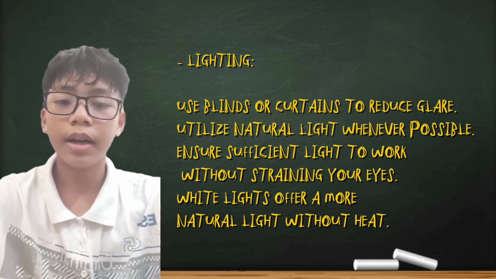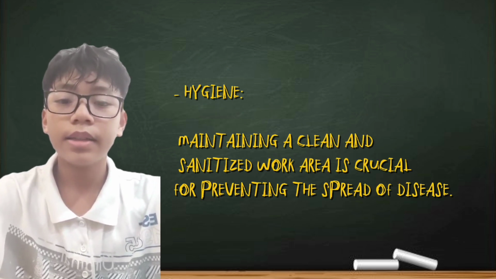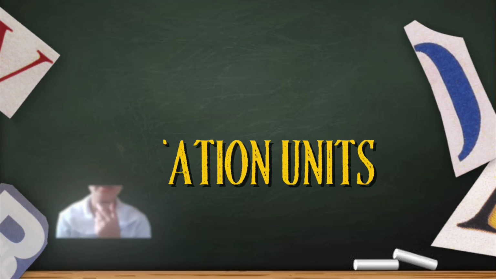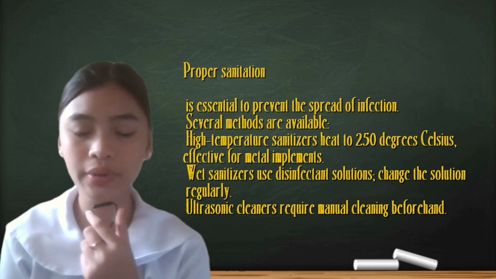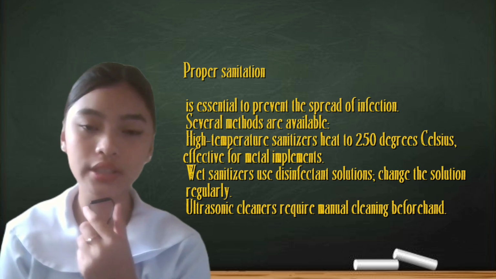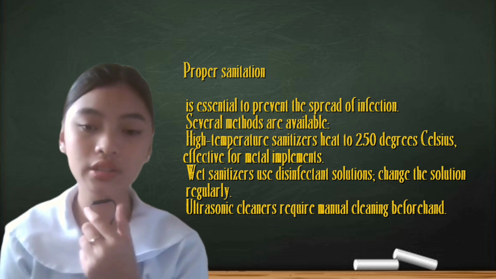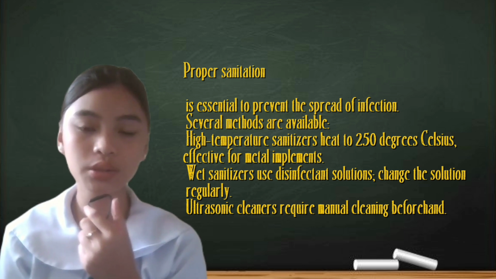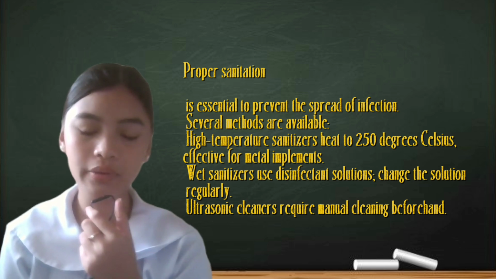White lights offer a more natural light without heat. Hygiene. Maintaining a clean and sanitized work area is crucial for preventing the spread of disease. Now, sanitation units. Proper sanitation is essential to prevent the spread of infection. Several methods are available. High temperature sanitizers heat to 250 degrees Celsius, effective for metal implements. Wet sanitizers use disinfectant solutions. Change the solution regularly. Ultrasonic cleaners are required, with manual cleaning beforehand.